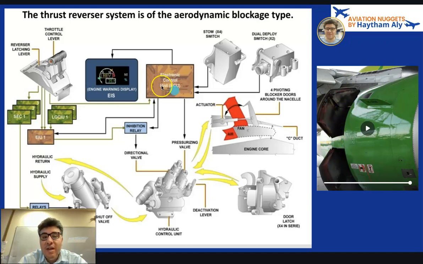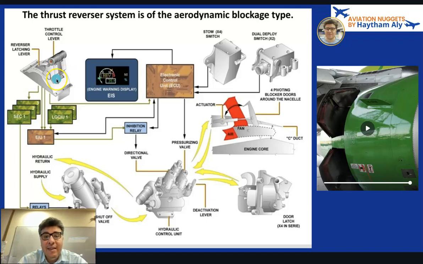And the pilot will have REVERSE in green on the N1 dial. During the deploy sequence, no indication means the thrust reverser is fully stowed. REVERSE amber means the thrust reverser is in transit. REVERSE in green means the thrust reverser is fully deployed, and the actuators of the pivoting blocker doors overshoot more than 95%. So REVERSE green will come only when the 4 pivoting blocker doors are fully deployed at reverse idle.